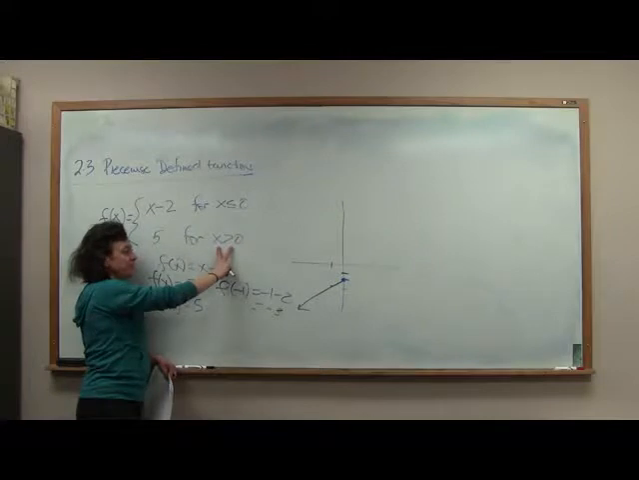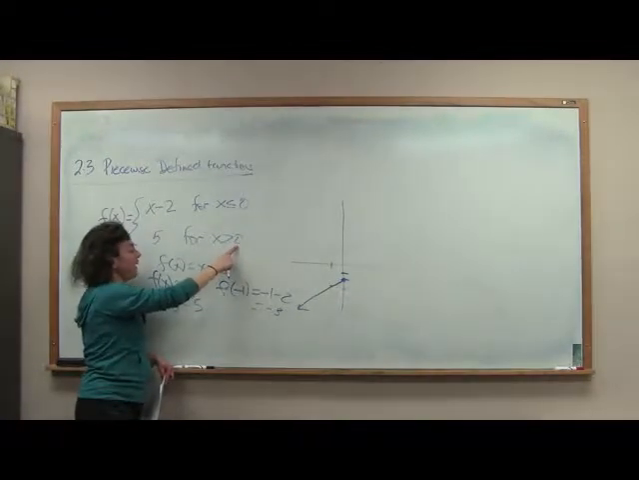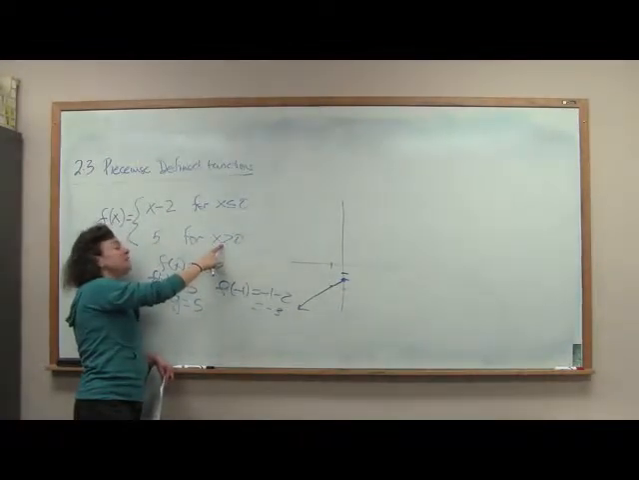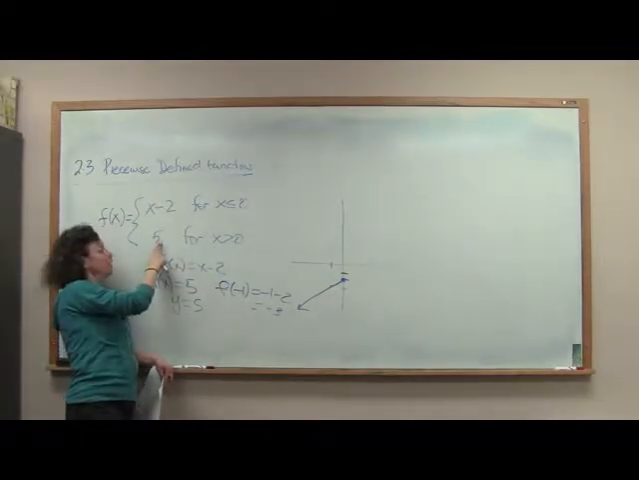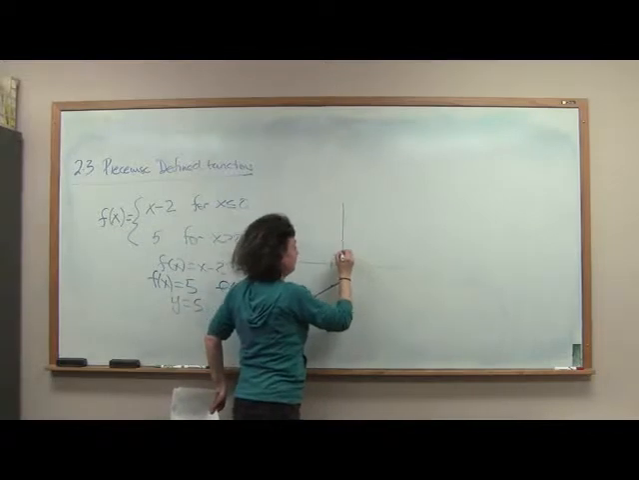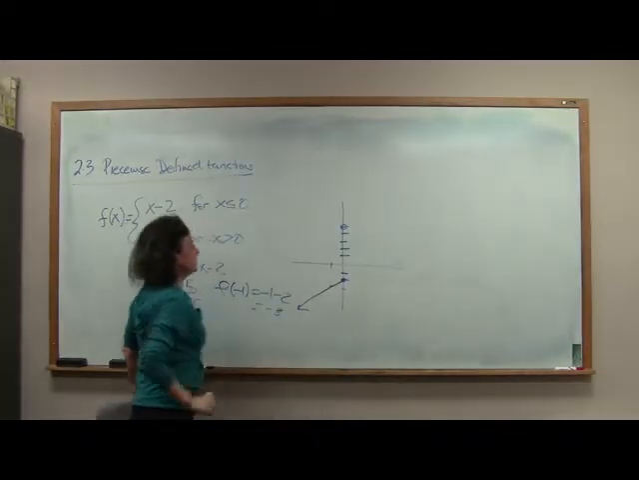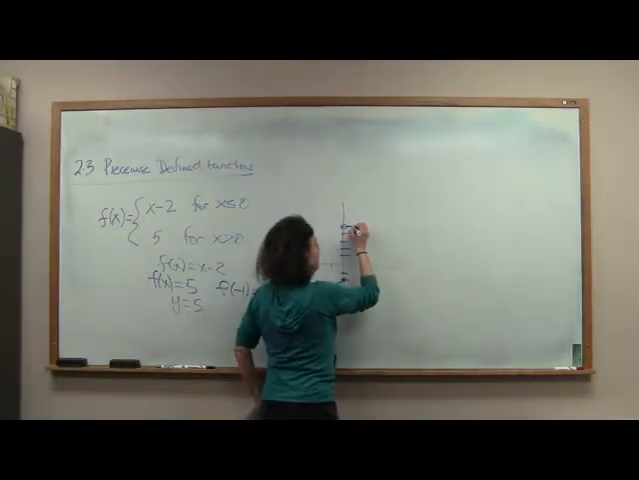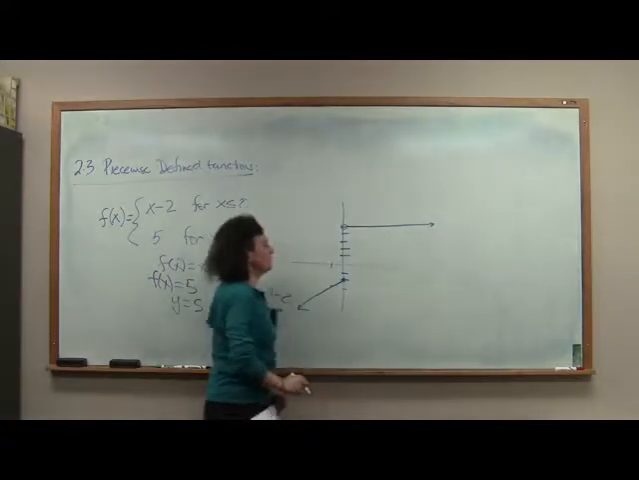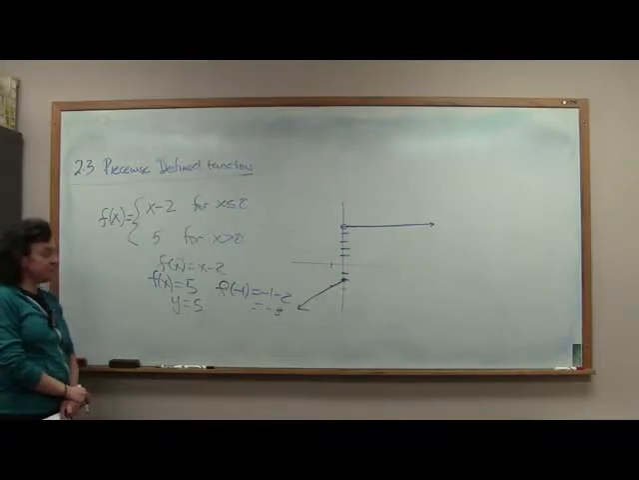Notice the other part is for x strictly greater than 0. This is still my starting point. So I'll still say, hey, when we get super duper close to 0 on the right, we're going to be at 5. Okay, now since it's a strict inequality, we put an open circle there, and then the line y equals 5 looks like this. A couple things that I would like to point out to you.